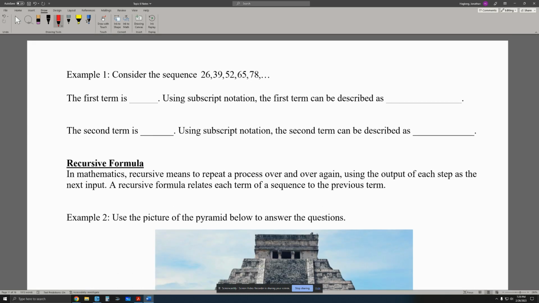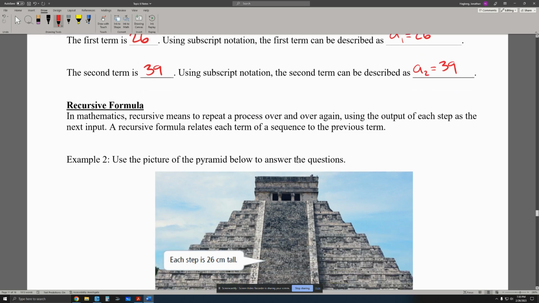So go ahead and flip the page. Example 1, let's consider the sequence 26, 39, 52, 65, 78. The first term of this sequence is 26. So using subscript notation, this can be described as a sub 1 is equal to 26. The second term would be 39, which using subscript notation would be a sub 2 equals 39. All right. So we're going to get a lot of practice using this subscript notation, so it's good to be comfortable with this.